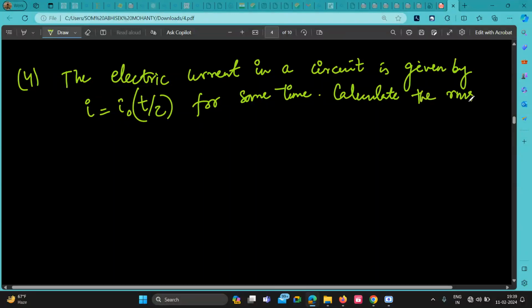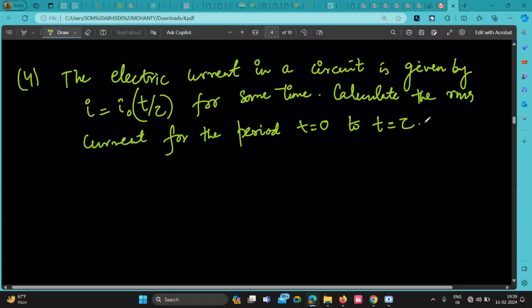Calculate the RMS current for the period T is equal to 0 to T is equal to tau. Electric current in a circuit is given by I is equal to I naught T by tau for some time. Calculate the RMS current for the period T is equal to 0 to T is equal to tau. Try this question.